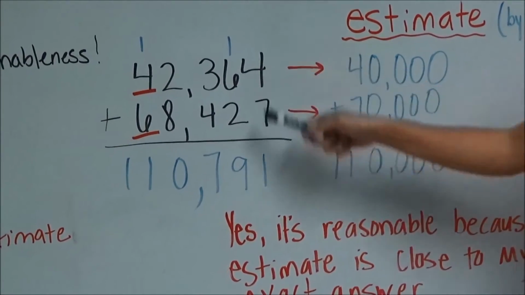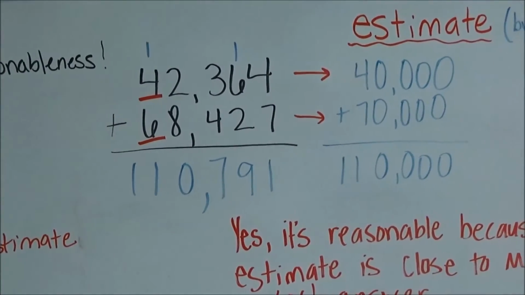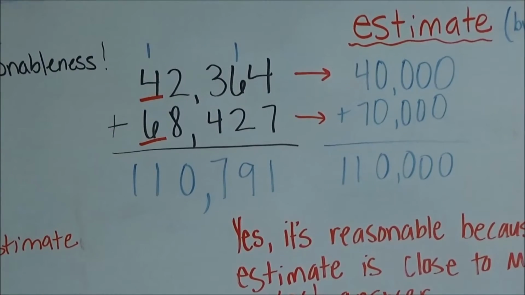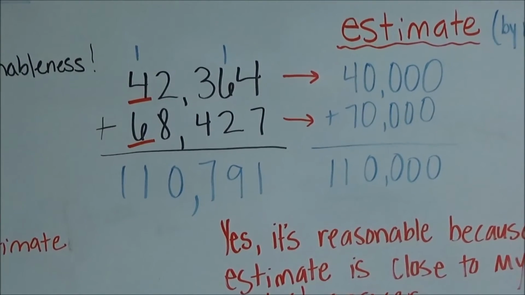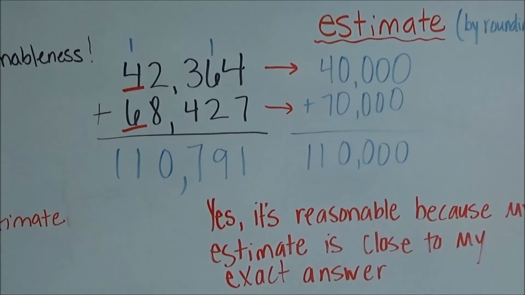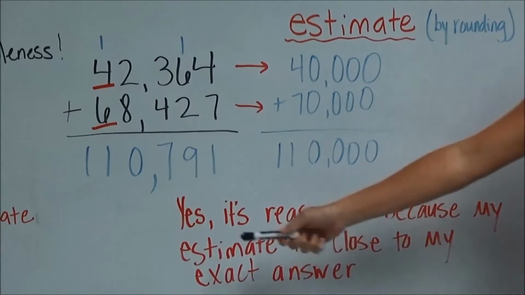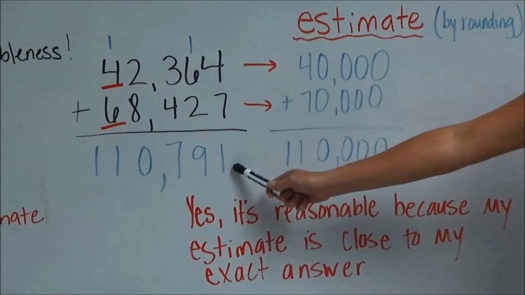So here I went over and did my work, I added, and I came up with the answer 110,791. So we have our answer, but we're not finished. Here is our next step, and this is what gets tricky sometimes for students: being able to explain if it's reasonable or not. So yes, this answer is reasonable because my estimate is close to my exact answer.